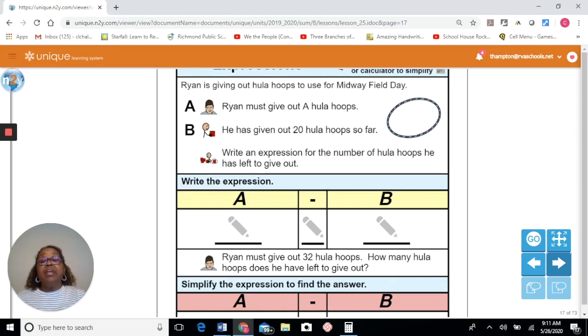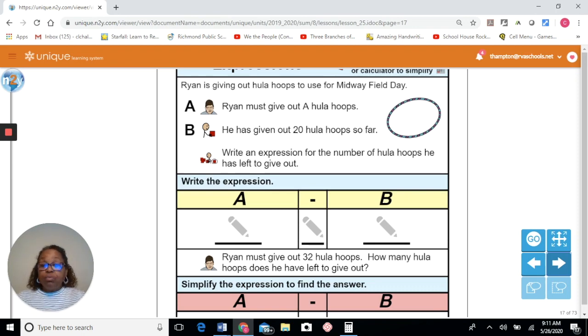Ryan is giving out hula hoops to use for midday field day. A, Ryan must give out A hula hoops. We don't know what A is. A is the variable and A is the unknown, okay? B, he has given out 20 hula hoops so far. We know what B is. B is 20. Write an expression for the number of hula hoops he has left to give out.